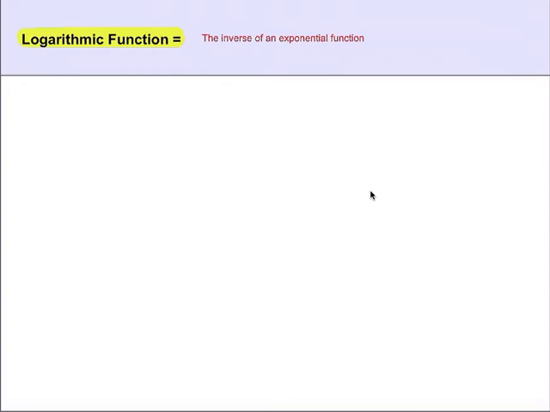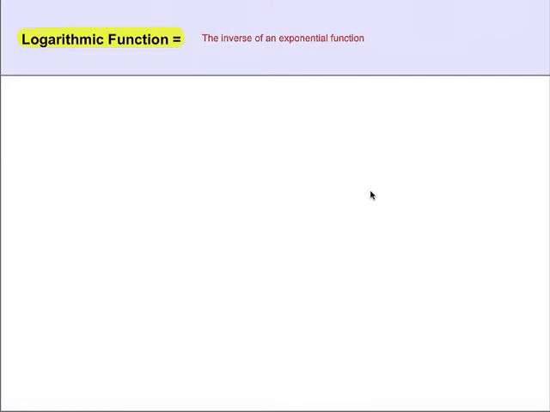Part 2 of lesson 38. We left off talking about the inverse of an exponential function, and we said we need to give it a name, because calling it x equals b to the y just isn't good enough. We need to get y by itself. The name that we came up with is a logarithm. That's what a logarithm is. A logarithmic function is the inverse of an exponential function.